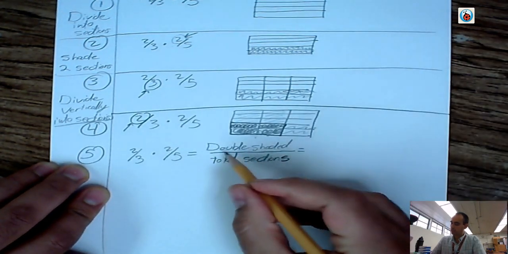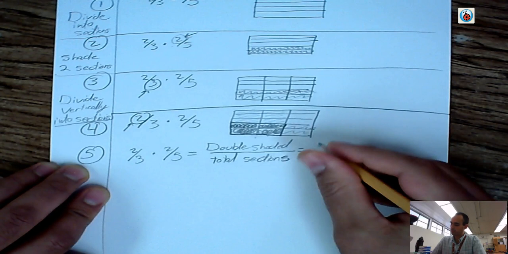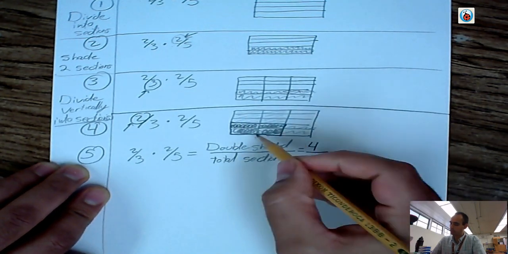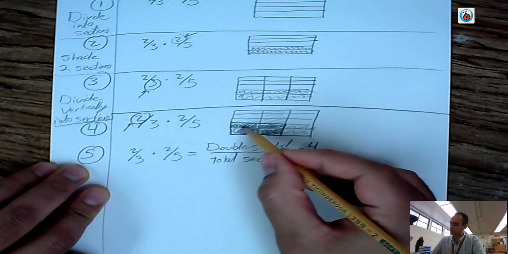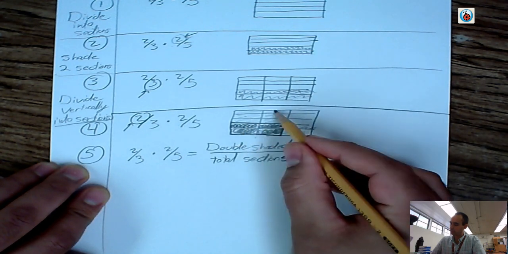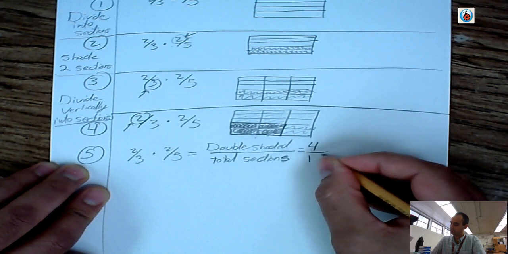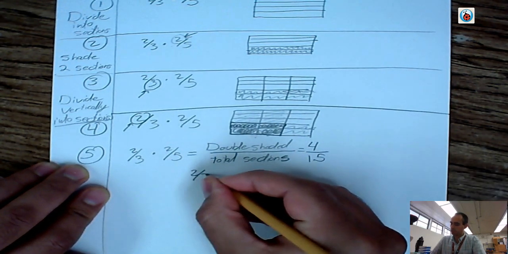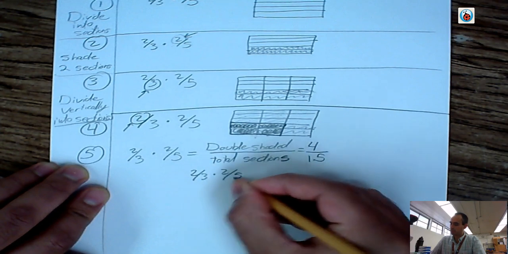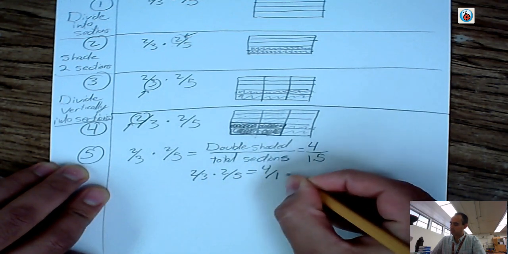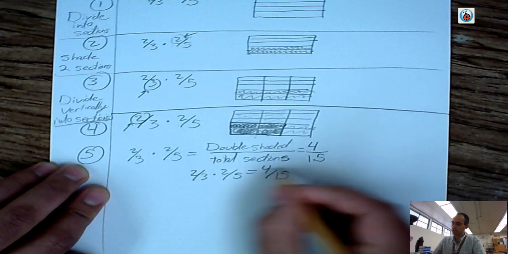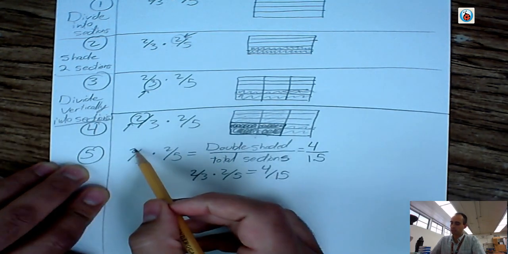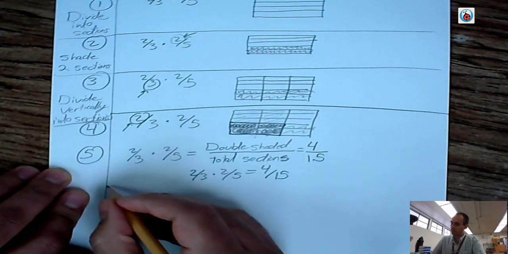So, double shaded, so we see 1, 2, 3, 4. So we get 4 out of. We count how many total sections there are. 1, 2, 3, 4, 5, 6, 7, 8, 9, 10, 11, 12, 13, 14, 15 sections. So just in summary, 2/3 times 2/5 is equal to 4 out of 15. You can use this for any two fractions as long as the numerator is smaller than the denominator.